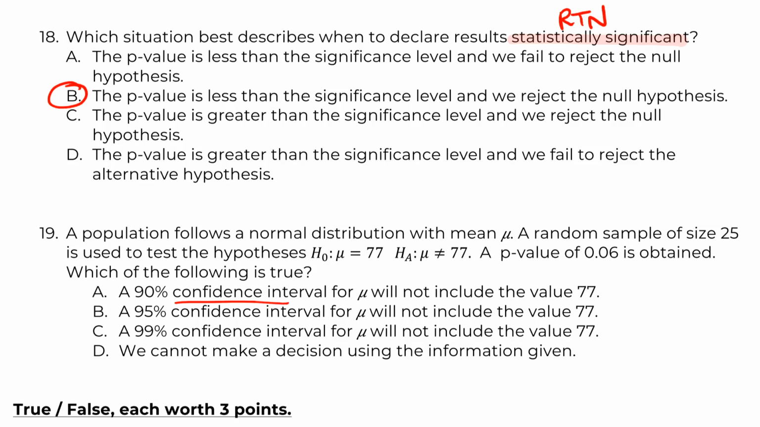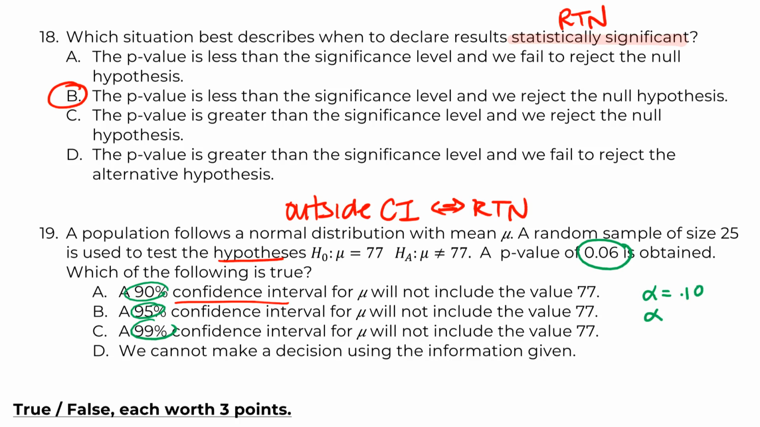19 is a duality question. We're talking about confidence intervals and hypotheses together, which means this is all about that idea of outside. If our value falls outside the confidence interval, we would reject the null and vice versa. So in this case, they've given us a p-value and a bunch of confidence levels. So I like to take these confidence levels and change them into alphas, because we know for a two-tailed test that our confidence interval level and our significance level for the corresponding test are complements of one another.